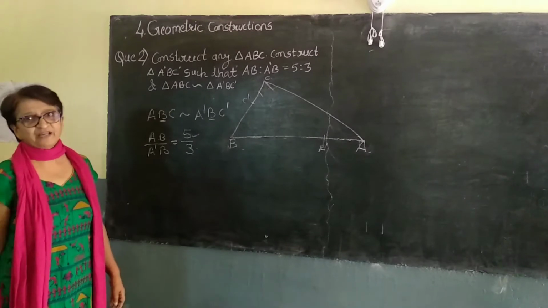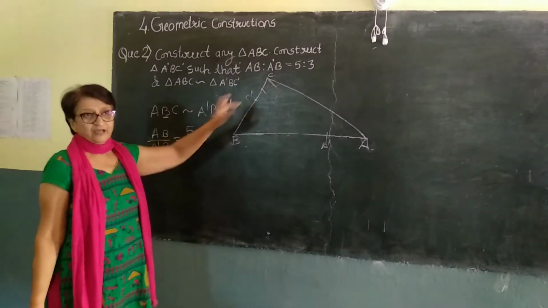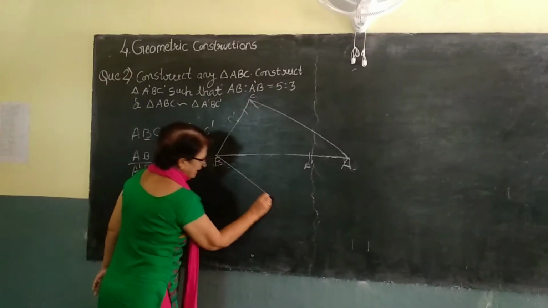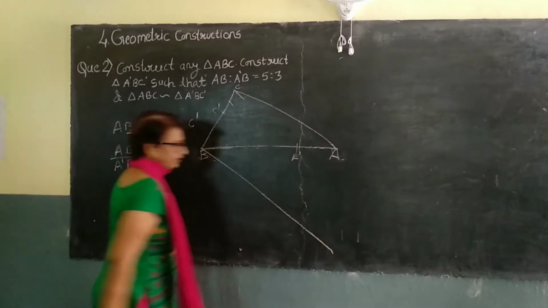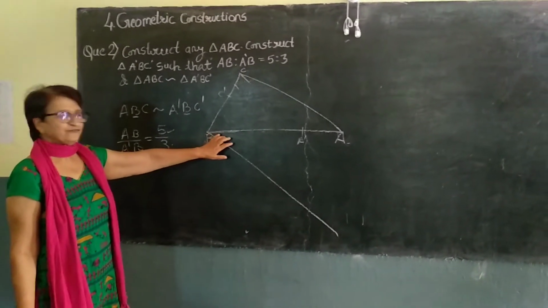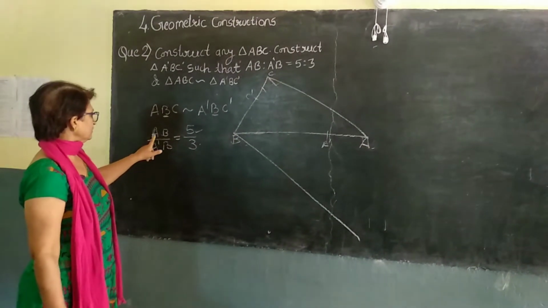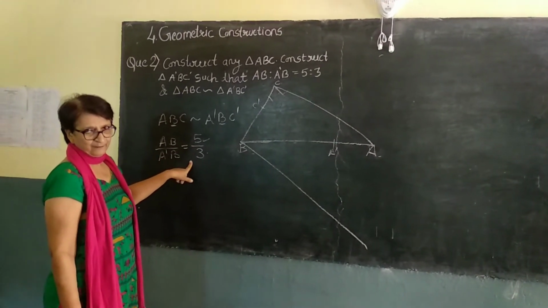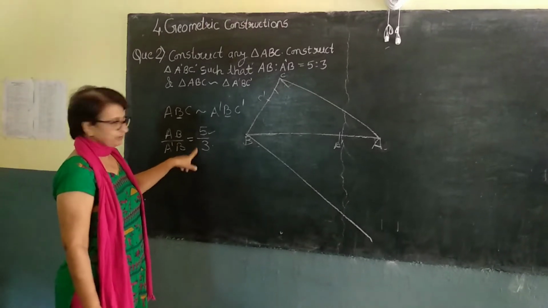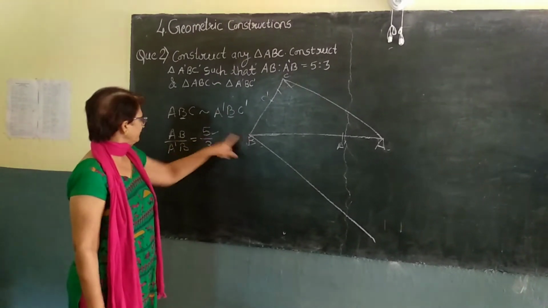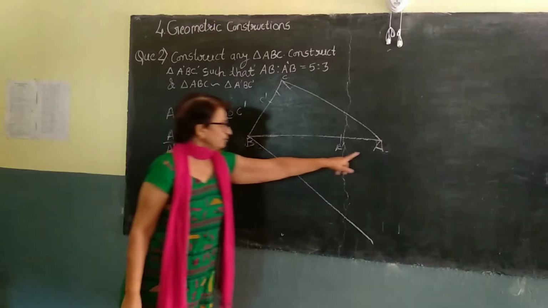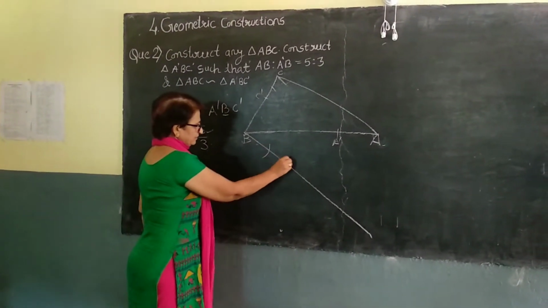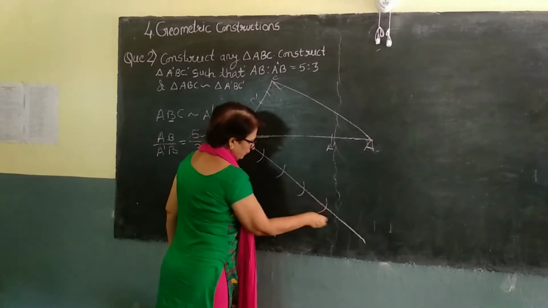Now how are we going to find out this A dash and C dash? See, I taught you in the earlier video that from here take any angle and draw a line, 35, 40 preferably. Then you have to add these parts, this 5 plus 3, 8. But here the bigger part is 5. So we have to divide AB into 5 parts. Maximum we have to divide is 5 parts only. 1, 2, 3, 4, 5.